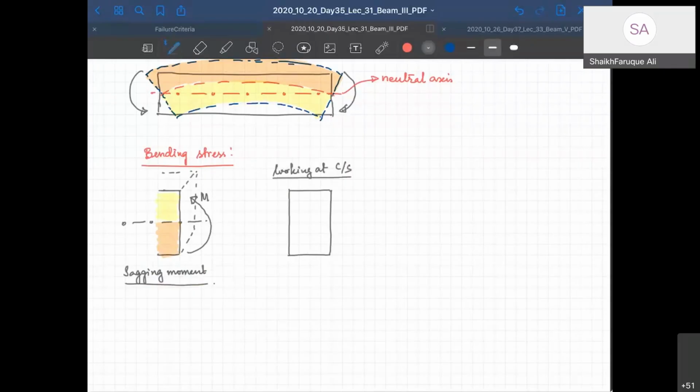Okay, this is your neutral plane. This is not neutral axis, this is neutral plane, because it is in the cross section, right? This is your neutral axis. We call it NA, and that is neutral plane. Now that side is compression, and this side is tension.